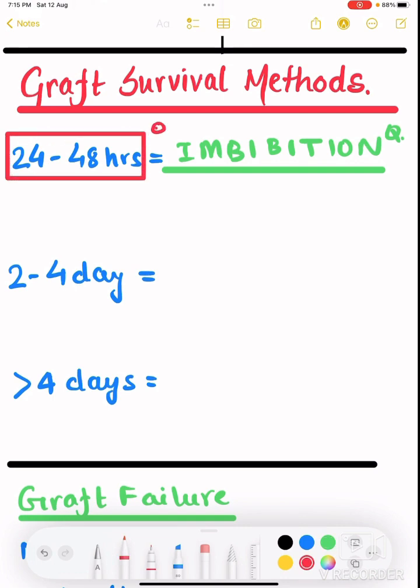You will never be asked what is imbibition. You will be asked that within 24 to 48 hours, what is the main method of graft survival, right? Similarly, you will be asked in 2 to 4 days time duration, what is the main method of graft survival? It is inoculation.